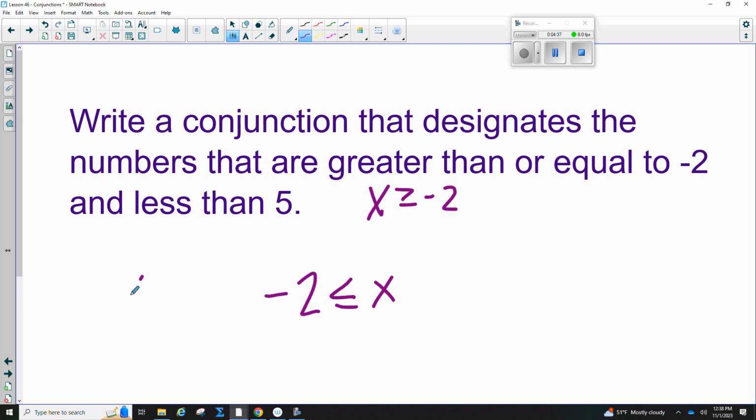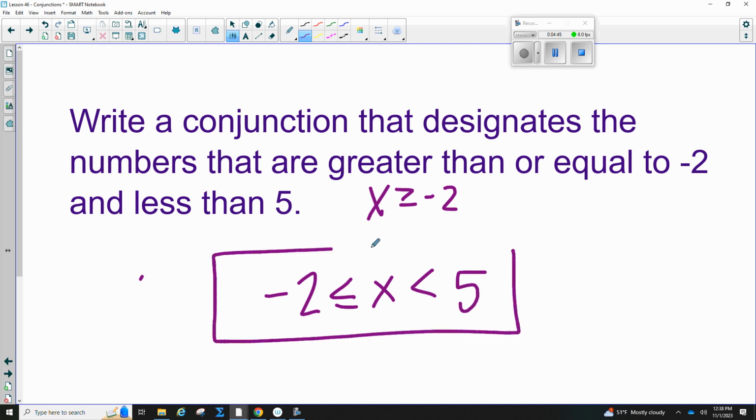All right, so this does say X is greater than or equal to negative 2, and it is less than 5 at the same time. So notice I use less than signs the entire time, okay? All right, you guys, let's try some more.